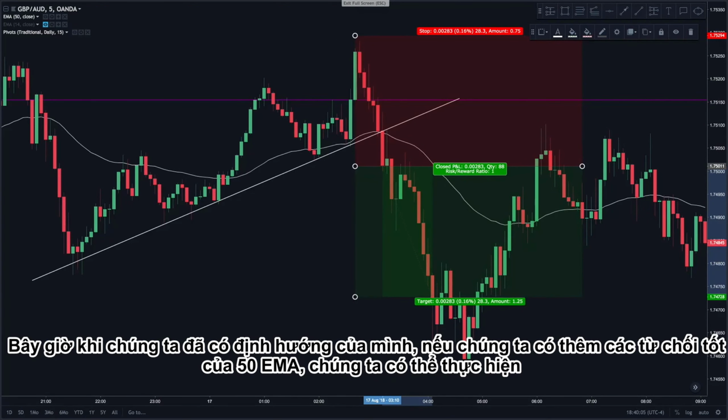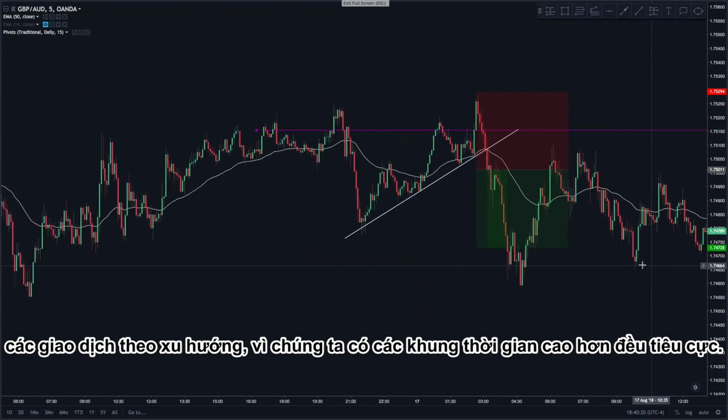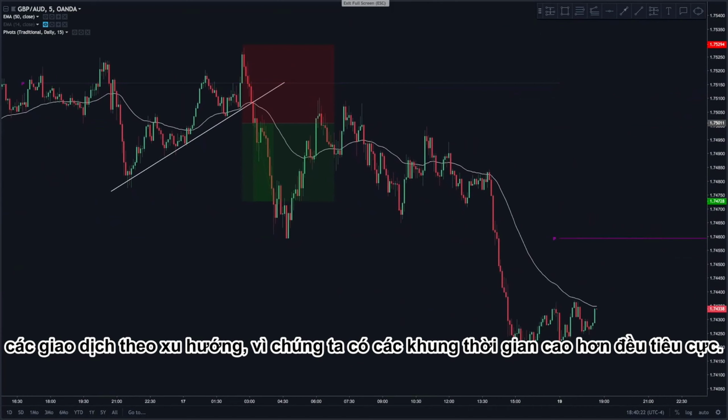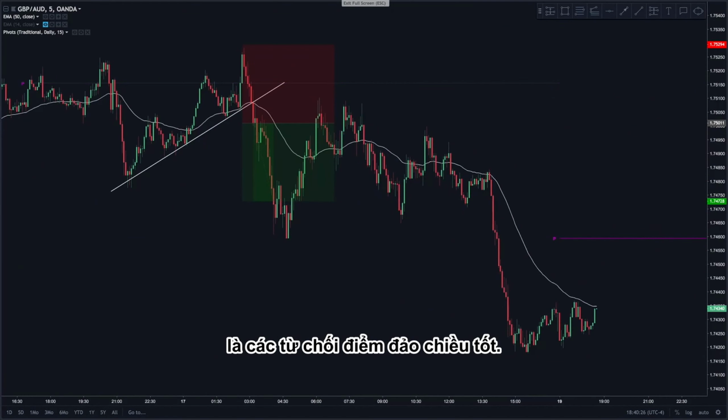Now that we have our bias set, if we get more good rejections of the 50 EMA, we can take trend following trades, as we have the higher time frames bearish on our side. As always, make sure they are good rejections and watch the previous videos to review what good pivot rejections are.